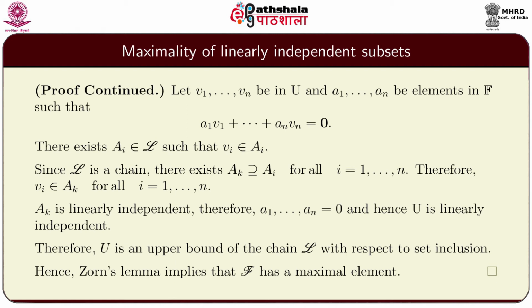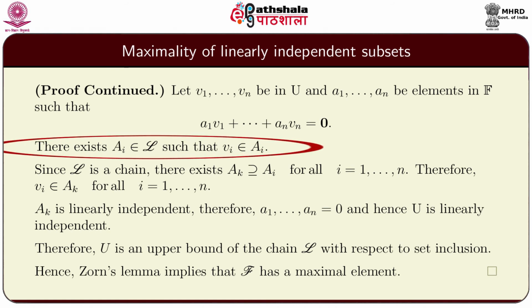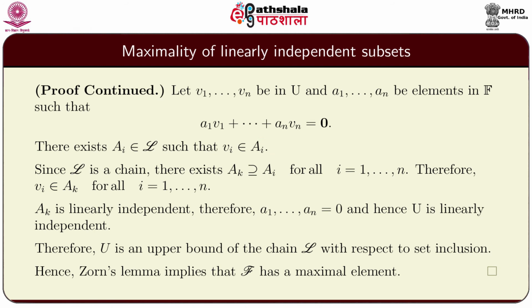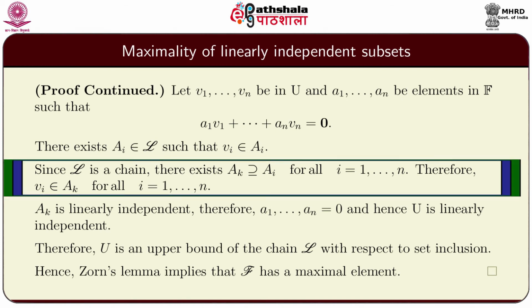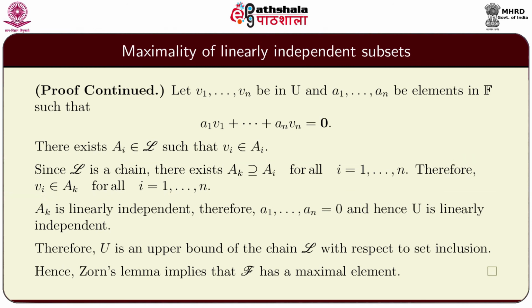Now, U being the union of all members in L, we can say that there exists some Ai in L such that vi belongs to Ai, and L being a chain, any two members in L are comparable with respect to set inclusion. Therefore, among the finitely many A1, A2, and so on An elements of L, there exists an element Ak in L such that Ak contains Ai for all i equal to 1 to n. The vectors vi belong to Ai, and Ak containing all the Ais, all the vectors vi belong to Ak.